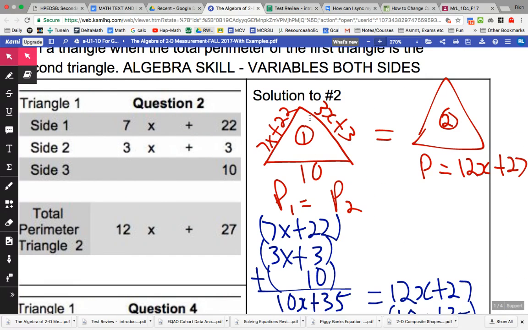So here are two triangles. There's the first triangle, there's the second triangle. The first triangle, the side lengths are all separate.